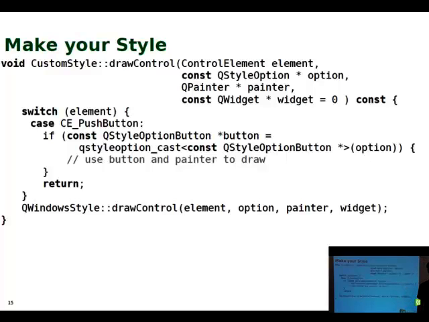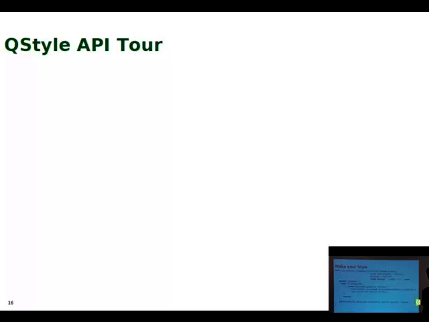If, for example, I want to draw the QPushButton differently, then I look for the element. If it's a push button, then I will draw it. And for all the rest, I call the base style, so the base style will paint everything else. Now I will explain a little bit more of the API, but not everything. It will be very fast.